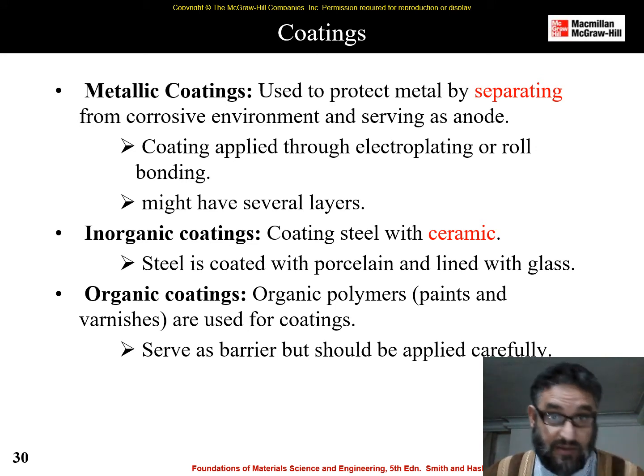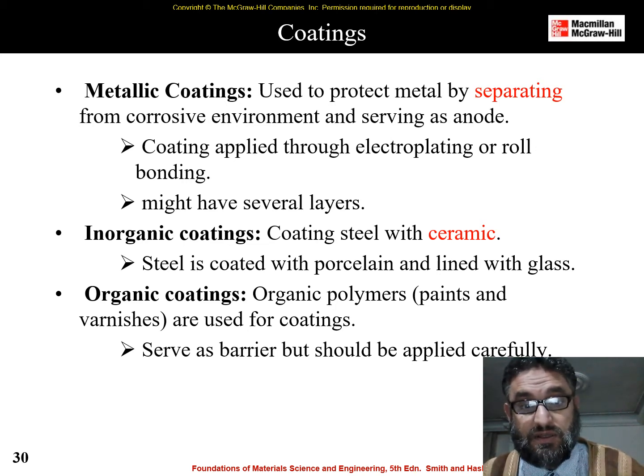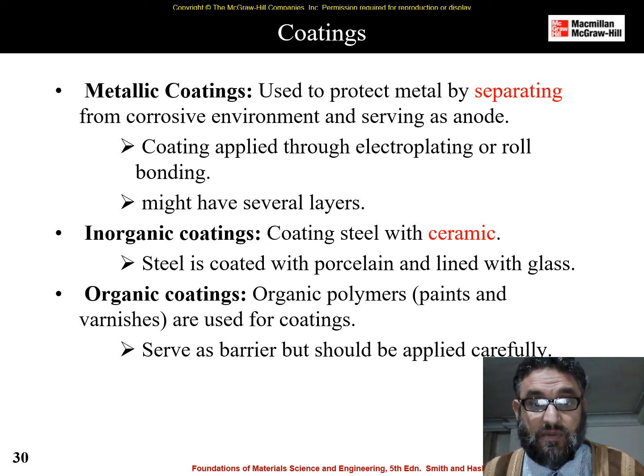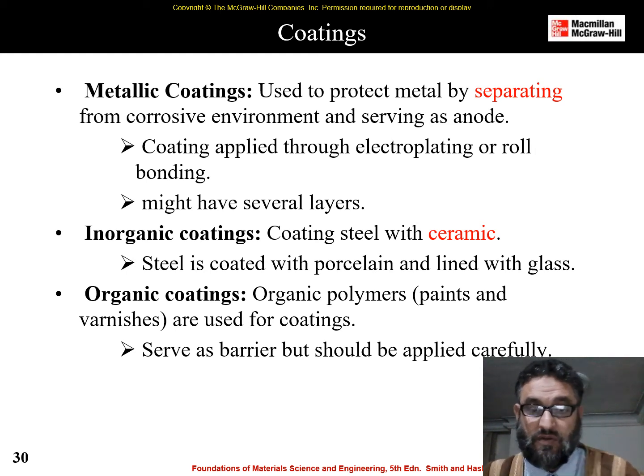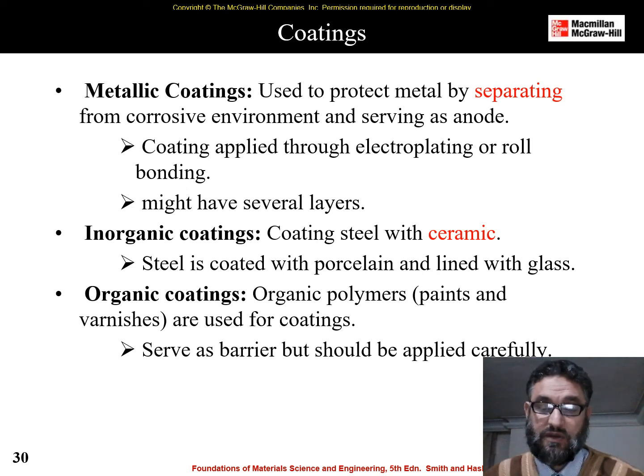Inorganic coating: we can coat steel with ceramic, or steel coated with porcelain and lined with glass to protect it and isolate it from the environment which causes corrosion. Organic coatings also, like organic polymers, are very common in our life, in our technology, and are less expensive.